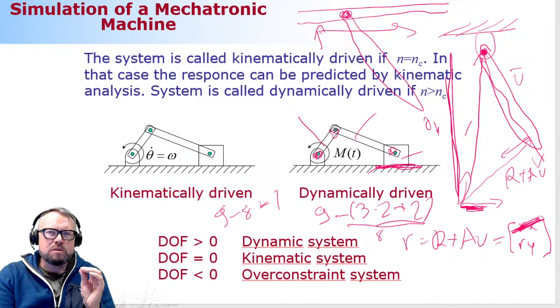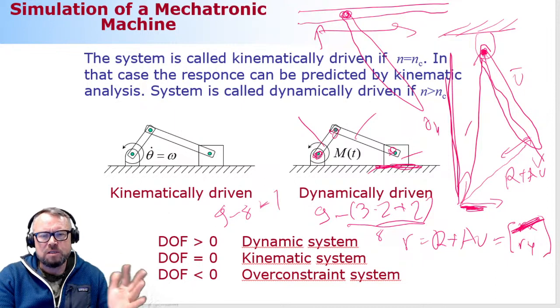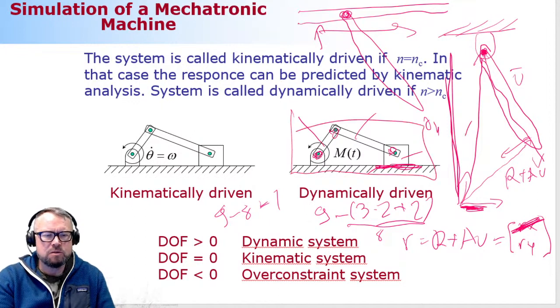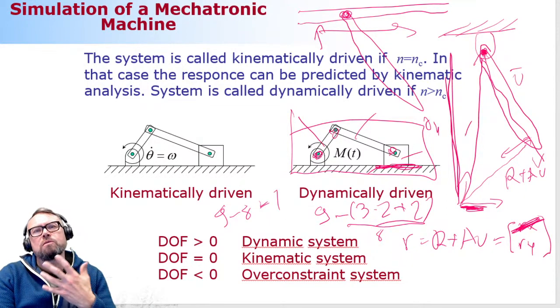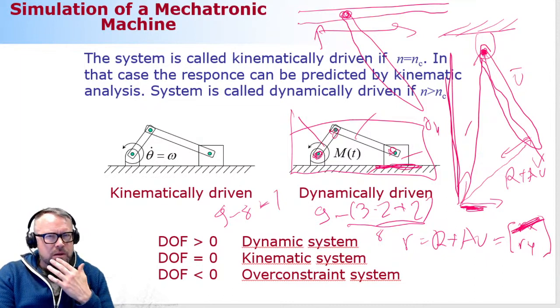Okay, so if there's a 1 degree of freedom system and you introduce motion to this system by moment or force, it means that it's dynamically driven. So in order to solve the response of this system, there's no other way than creating the equation of motion and solving the equation of motion forward in time. But these things can be a little different.